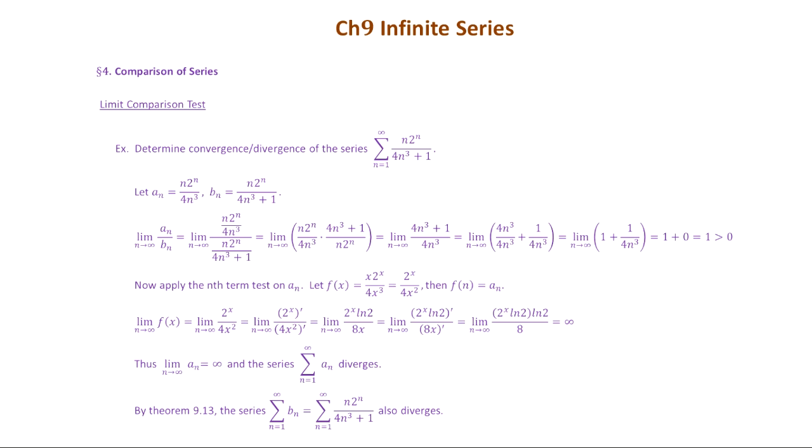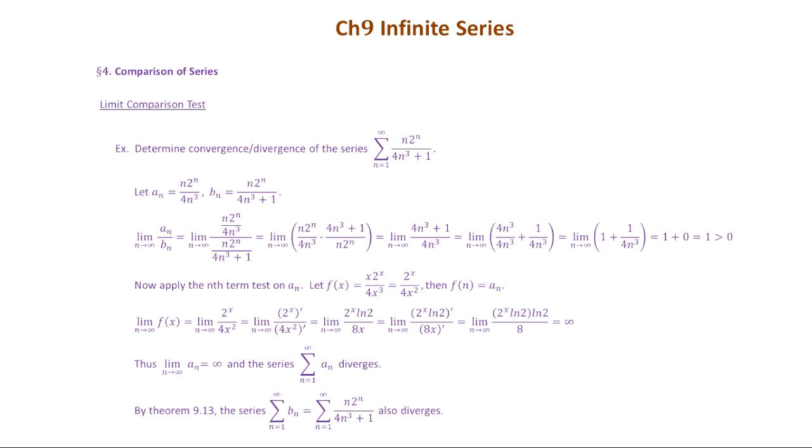And then we need to know whether the reference series a_n, which is n times 2 to the n over 4n cubed, converges or diverges. All right, this seems pretty difficult, but actually, if you start from the nth term test, you are going to find that this series actually diverges.